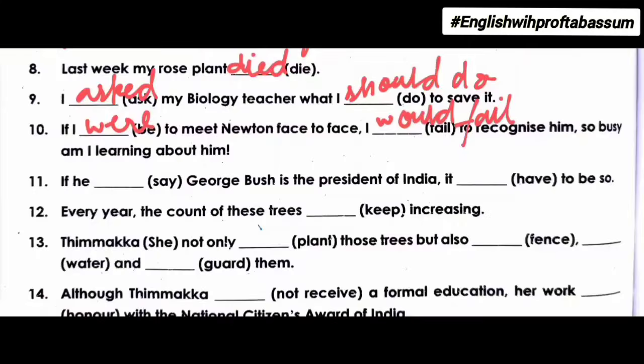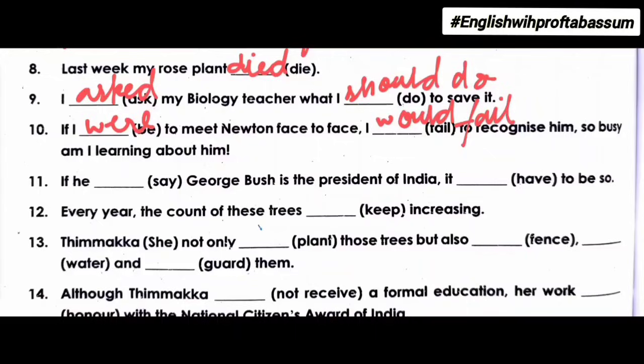Next question. If he dash George Bush is the president of India, it dash to be so. This sentence is a conditional sentence. It means it is a real possibility. So the tense is simple present tense, and because our subject he is singular, we add an s to the verb given in the bracket. So say will change to says.